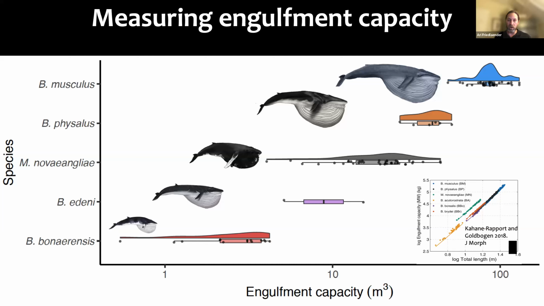So this was some great work done by one of our grad students, a woman named Sherelle Kahane-Report. And what this shows is the different sizes of baleen whales, going from a minke whale on the bottom to a blue whale on the top, what their engulfment capacity is in cubic meters. And again, this is just a demonstration that we've been able to put together because we've got this wonderful database from all of these different baleen whales, and we can show how that changes as an animal gets bigger.